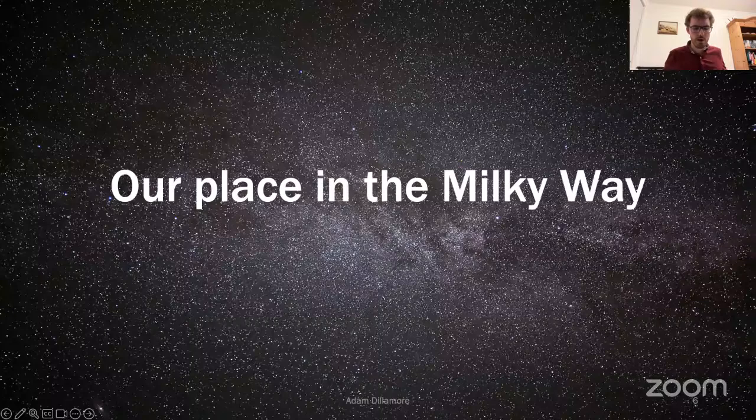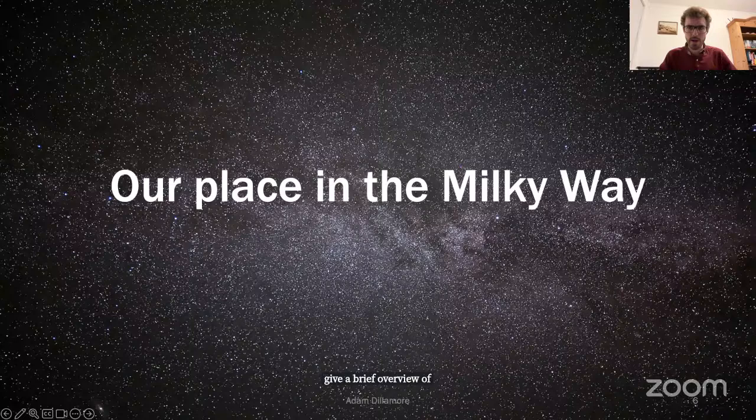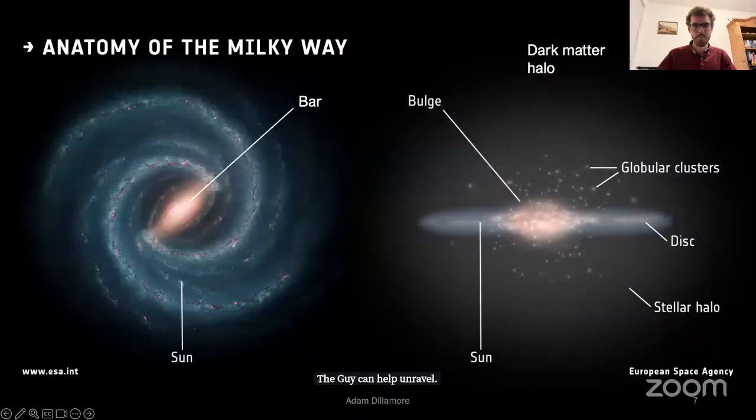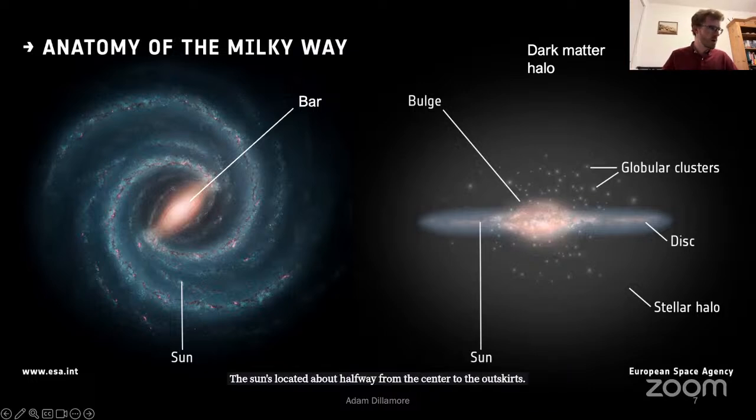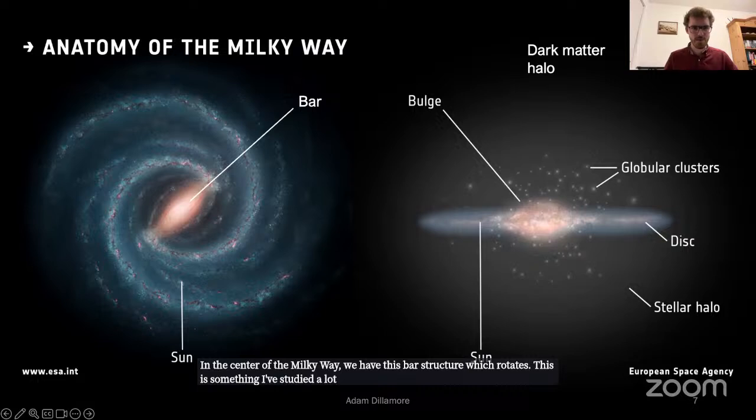So I'll quickly give a brief overview of our position in the Milky Way and its different components that Gaia can help unravel. This is a typical view you'd have of the Milky Way. On the left, you're looking down onto the plane of the Milky Way. You can see the nice spiral arms in the disk. The sun's located about halfway from the center to the outskirts. In the center of the Milky Way, we have this bar structure which rotates. This is something I've studied a lot. It's very interesting for dynamics of stars.